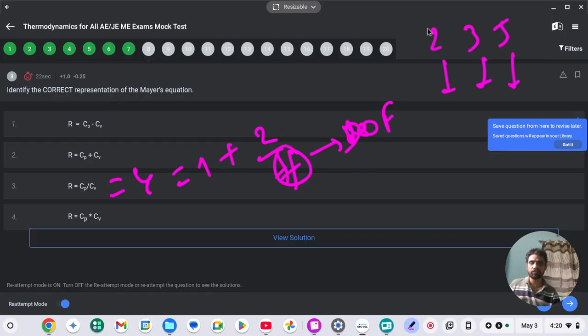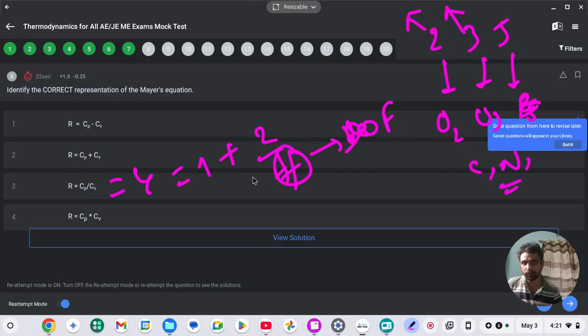For monoatomic it is only translational, so 3. For diatomic it is rotational in two axes plus translational, so 5. Similarly for triatomic it will be 6, with rotational in all 3 axes and translational in all axes. Oxygen is diatomic, ozone is triatomic, carbon and nitrogen are monatomic. So gamma is 1 plus 2 by f.